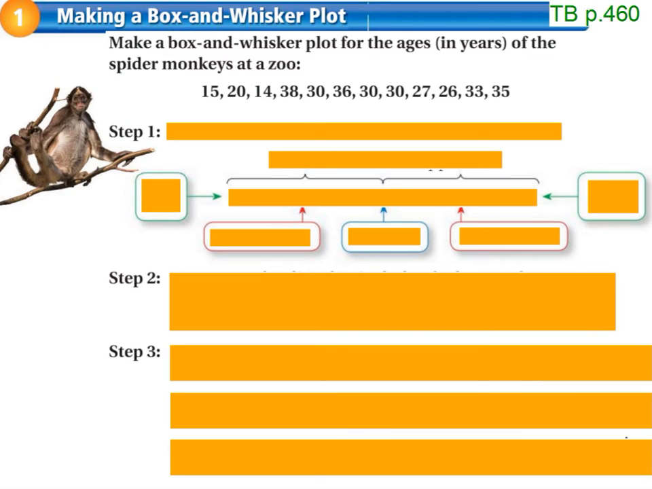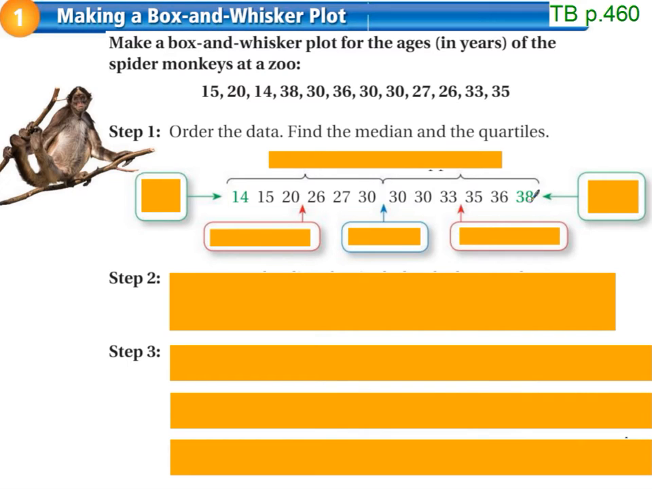Okay, let's talk about how to make a box and whisker. We have some data here on the ages and years of spider monkeys at a zoo. Step 1 is going to be to order the data from least to greatest. So I've done that. Then, once your data is in least to greatest, you're going to identify the least value and the greatest value.